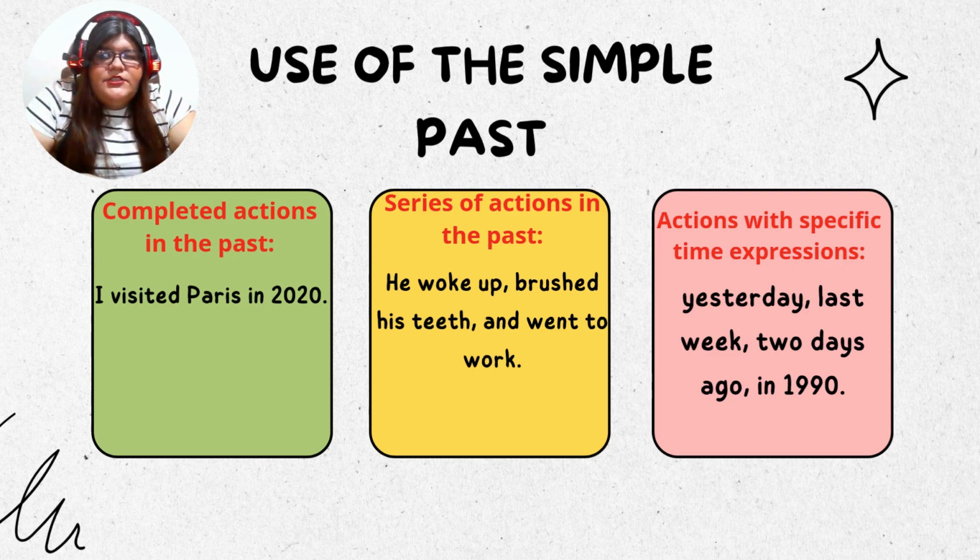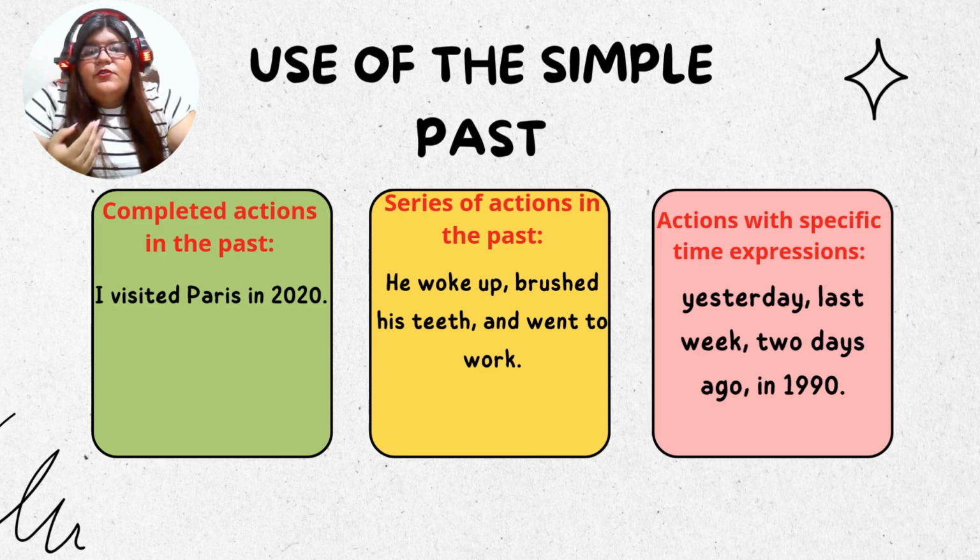Then we have actions with a specific time expressions: yesterday, last week, 2 days ago, in the 1990s. If you see these kind of expressions, you will identify that someone is talking to you in past. So you will answer in past too. It's a little trick, but this is the way how you will identify that someone is speaking to you in past or asking you things that you have made, right?